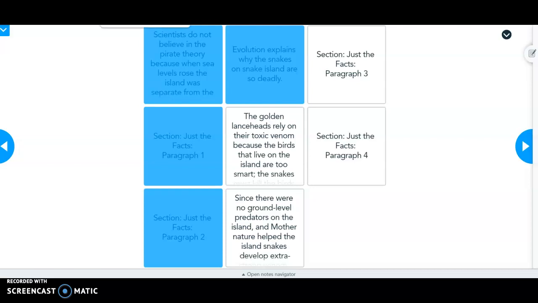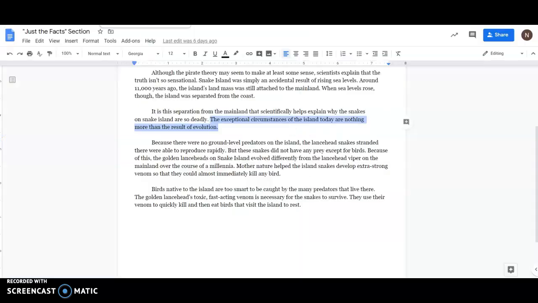Okay, let's take a look at paragraph 3 and 4, and let's see if we can match those. Paragraph 3 in Just the Facts states, because there were no ground level predators on the island, the lancehead snakes stranded there were able to reproduce rapidly. But these snakes did not have any prey except for birds. Because of this, the golden lanceheads on Snake Island evolved differently from the lancehead viper on the mainland. Over the course of the millennia, Mother Nature helped the island snakes develop extra strong venom so that they could kill almost immediately any bird.